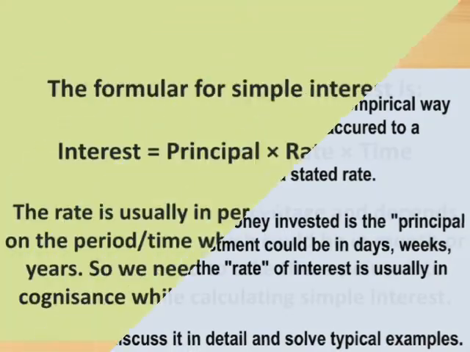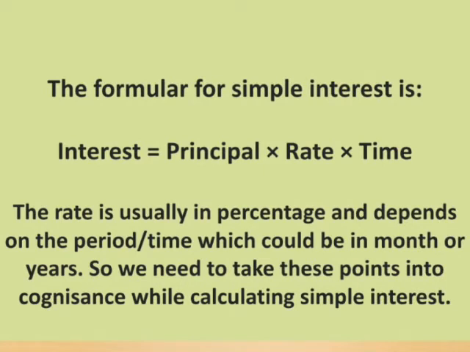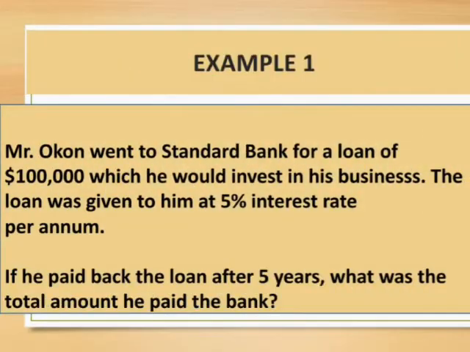The formula for simple interest is interest equal to principal times rate times time. The rate is usually in percentage and depends on the period or time, which could be in months or years. So we need to take these points into cognizance while calculating simple interest. Let's go to example 1.